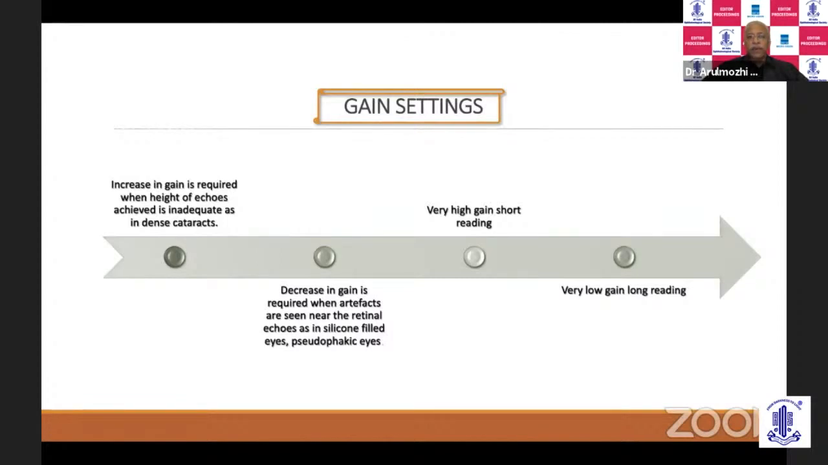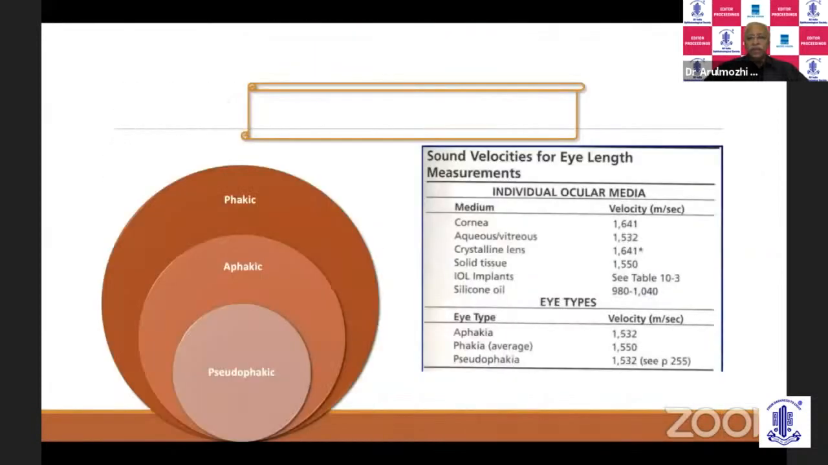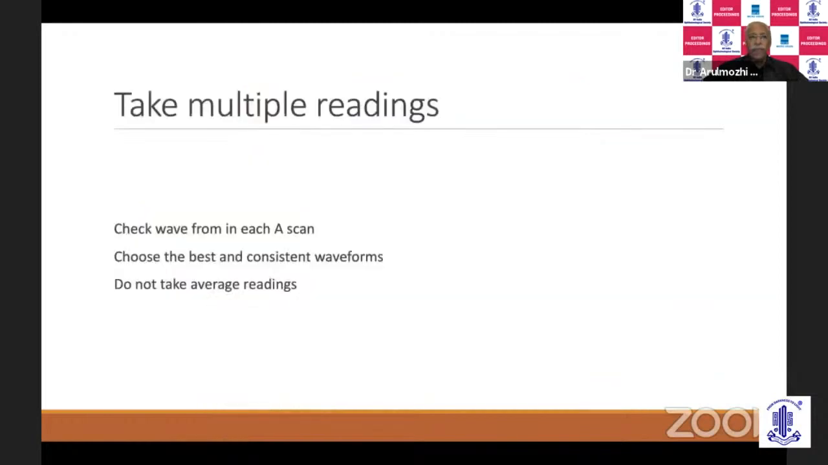Please remember, if you were to consistently use a very high gain, you could be getting shorter than normal readings, and with very low gains, you could end up getting longer than normal readings. So make sure that the gain is set in such a way that the spikes that you get on the screen are sufficient and are of good quality. Sound velocities are different for different types of eyes, a phakic eye or a pseudophakic eye. Remember to set those settings.